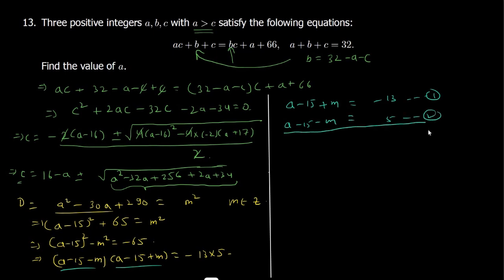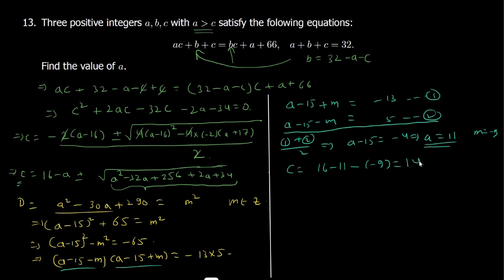If I solve both of these, I add both of them and divide by 2. Then my A minus 15 will become minus 13 plus 5 is minus 8, minus 8 by 2 is minus 4, then A I'll get as 11. And if I put A equals 11, I will get the value of M as minus 9. If I substitute both of these values to find the value of C, then my C will become 16 minus 11 minus of minus 9, which will turn out to be 5 plus 9, which is 14.